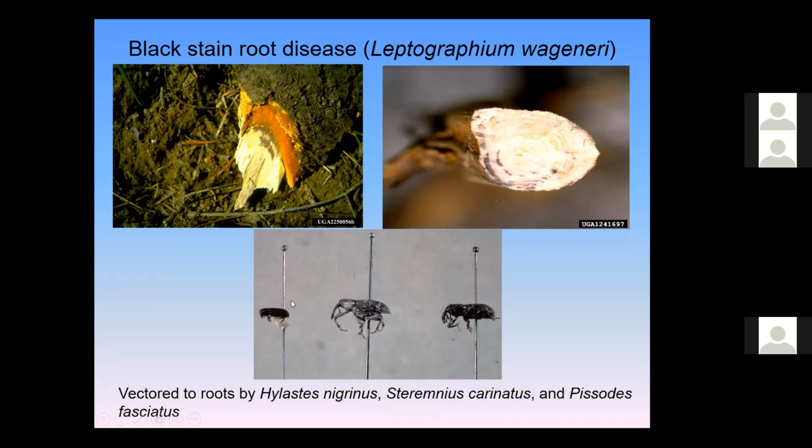And it's vectored, or moved from tree to tree, by these root-feeding beetles. So here's a little tiny bark beetle, like the size of a grain of rice, and a couple of weevils with their big long noses here that live underground, and they feed on roots, and they, whether intentionally or not, spread this fungus around between Douglas fir.